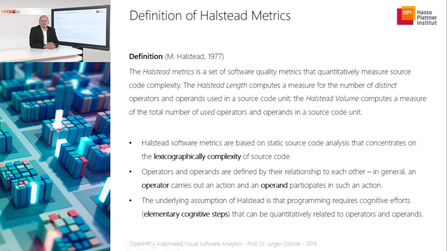The Halstead software metrics are based on static source code analysis, and this analysis concentrates on the lexicographical complexity of source code. That means we focus on operators and operands that are defined by their relationship to each other. In general, an operator carries out an action, whereas an operand participates in such an action.